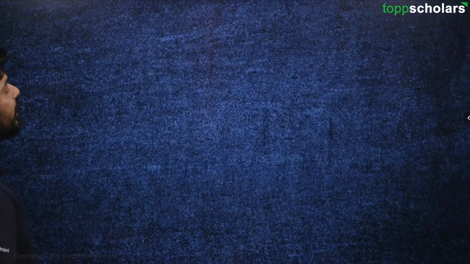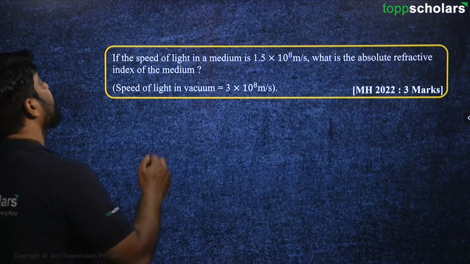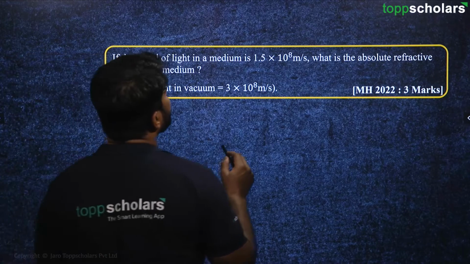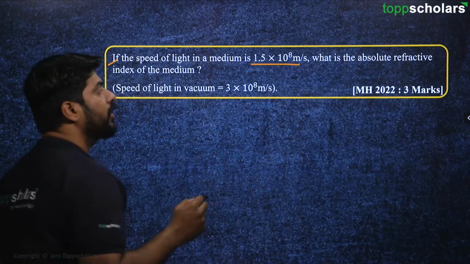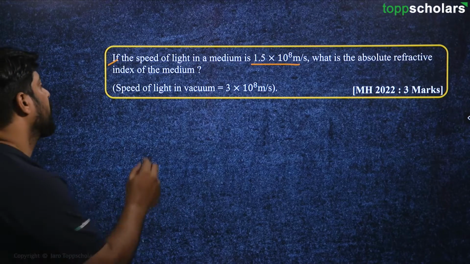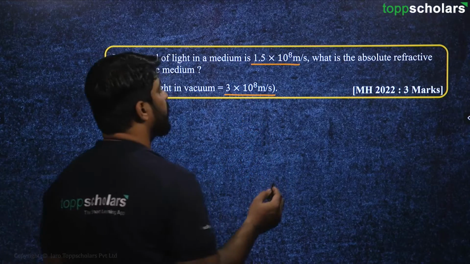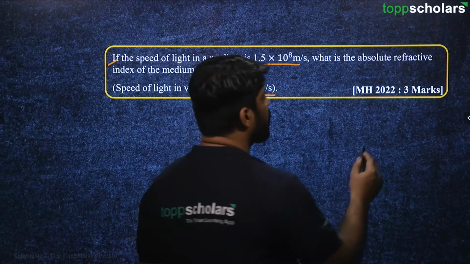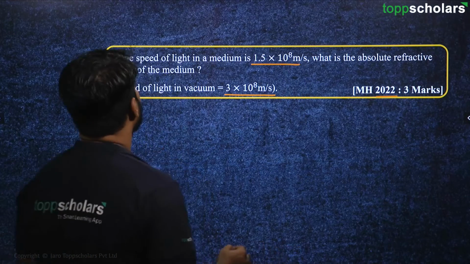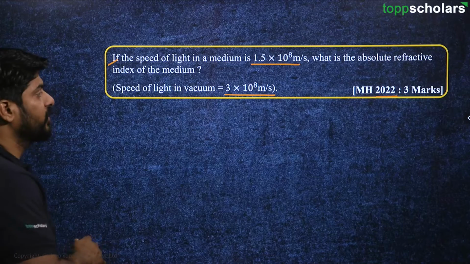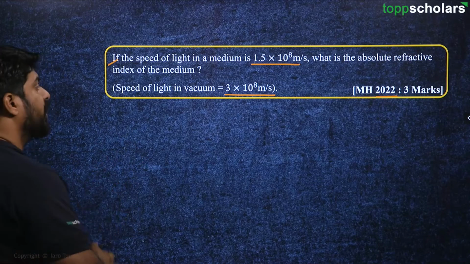Moving on to the next question now. Here the question is, if the speed of light in a medium is 1.5 into 10 to the power 8 meter per second, what is the absolute refractive index of the medium? Speed of light in vacuum is given, that is 3 into 10 to the power 8 meter per second. This is from the year 2022 for 3 marks. Already we have discussed this previously, but let's again discuss this.